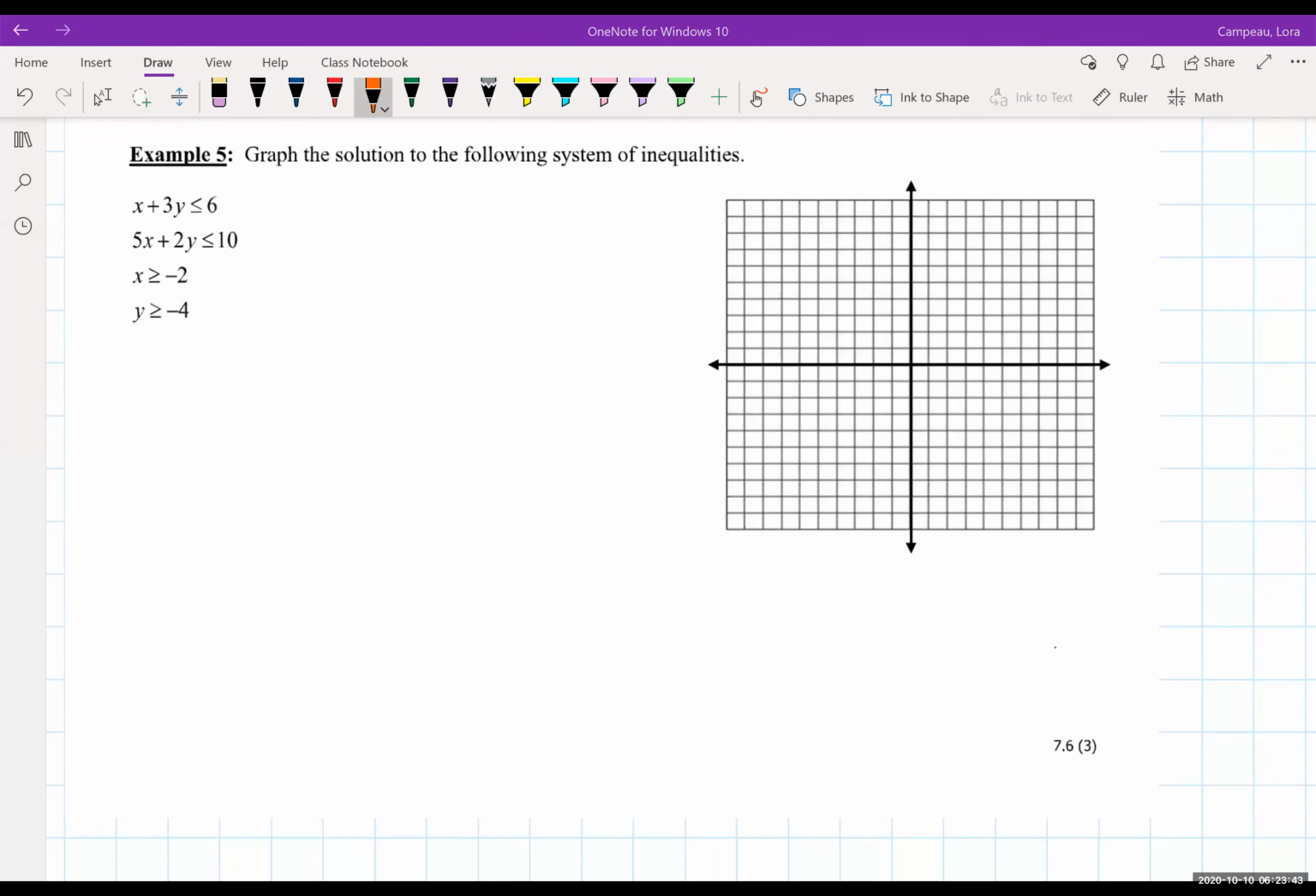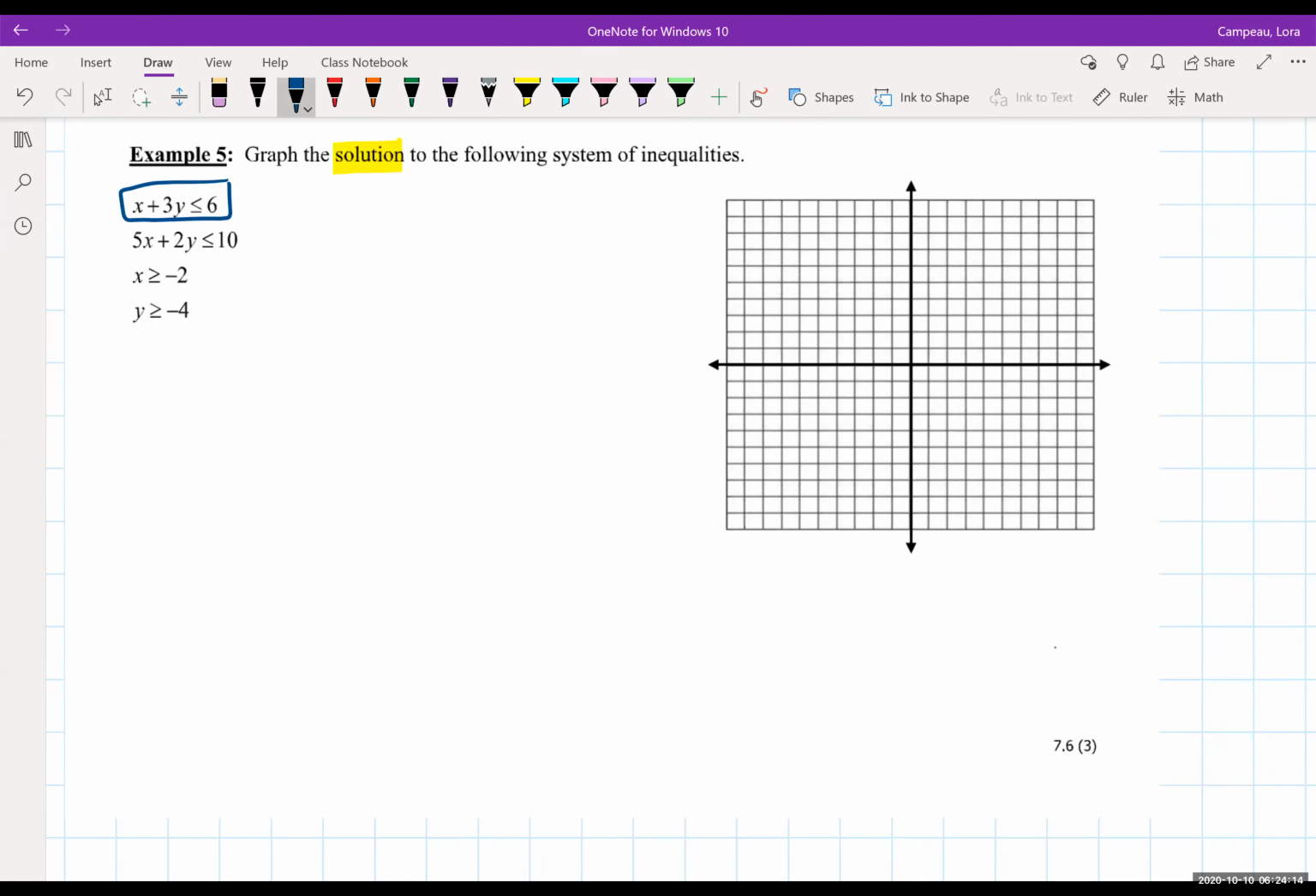Okay, so we are looking at graphing the solution to the following system of inequalities, and looking at what we're given, we actually have 4 inequalities. We've played around with some techniques already. But the first thing I like to do with graphing these is to do them separately. So I'll look at graphing this first line.